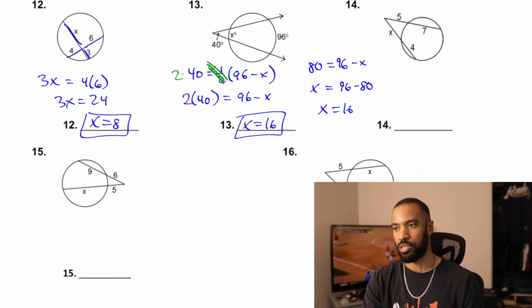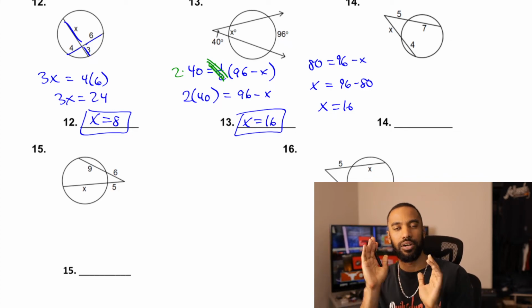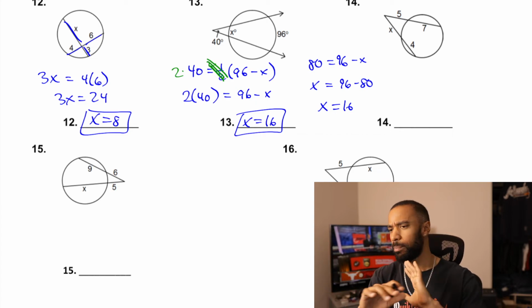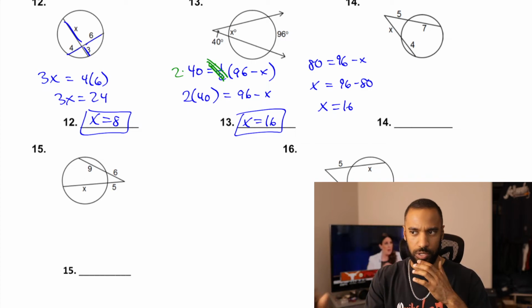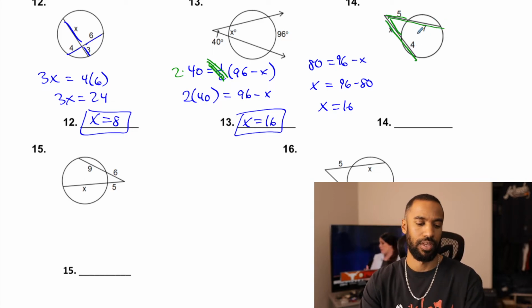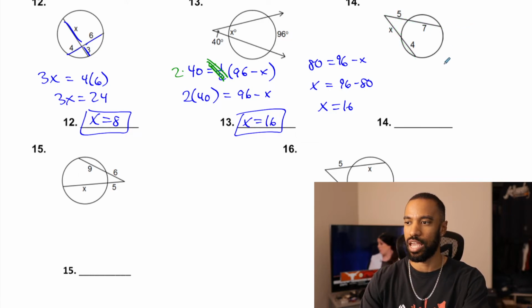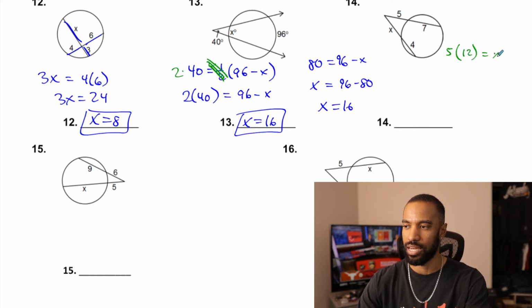Now, number 14, actually 14, 15, and 16 all fall under this same thing that I'm going to do each time. Whenever you have secant lines and or tangent lines intersecting outside of the circle, their lengths have another proportional relationship. It has to do with similar triangles. I've brought it up in previous videos. It works as follows in terms of a formula: outside times whole equals outside times whole. I'm referring to the lengths. The length of the outside of this segment, 5, times the whole, 5 plus 7, equals the length of the outside here, x, times the whole, which is x plus 4.